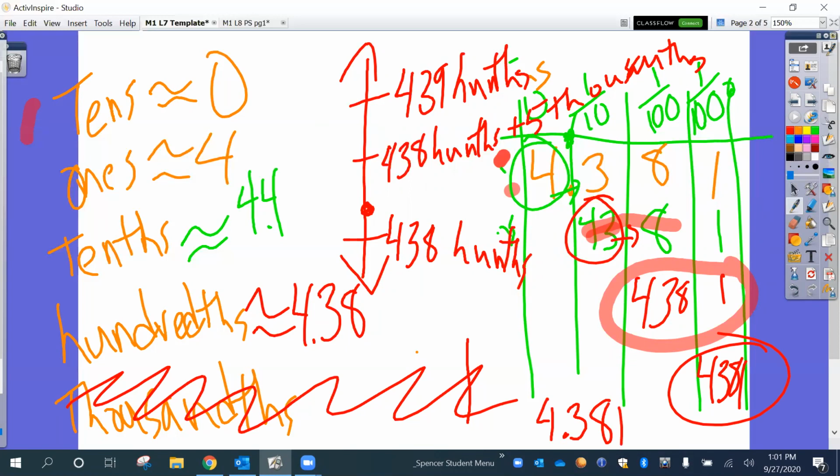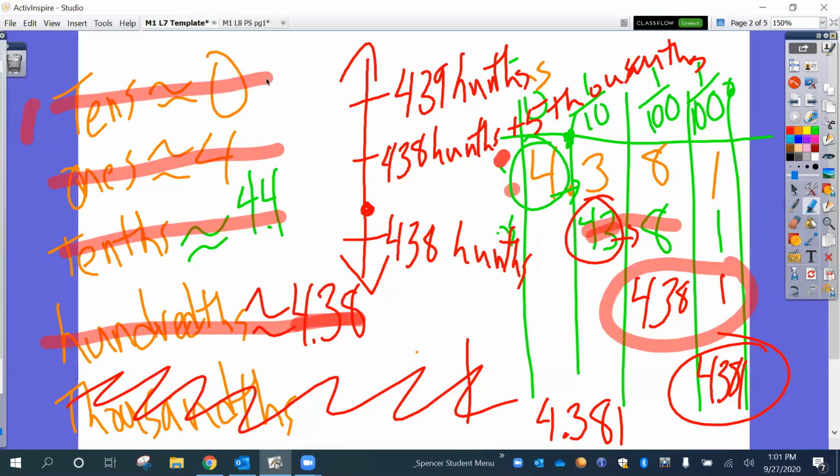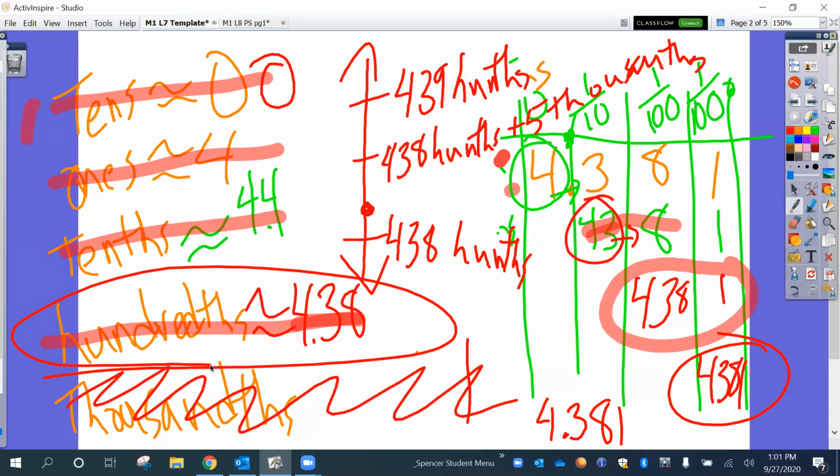Or 4 and 381 thousandths. So which number over on our left is closest to the original? Was it the largest place value, which was ones? Or was it the smallest place value that we rounded to, which was hundredths? Yeah, the smaller the place value that you round to, the more accurate your number will be.